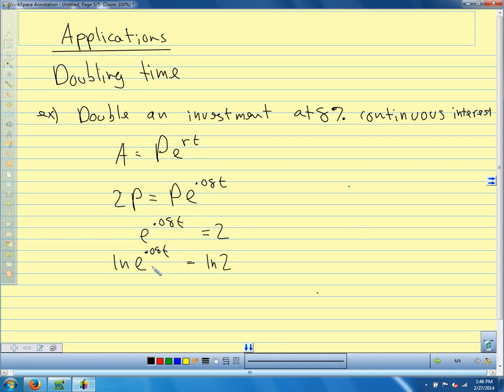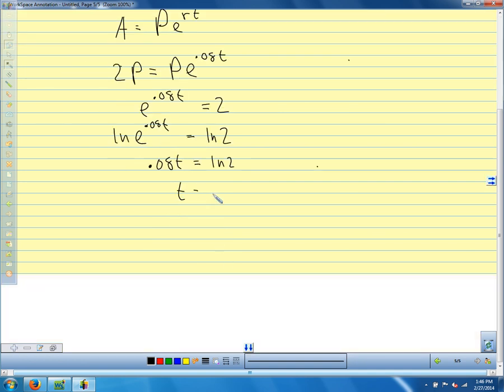Well, the natural log of e to the 0.08 T is just 0.08 T equals natural log 2. And T equals the natural log 2 over 0.08. And if I plug that in my calculator, I get about 8.66 years.